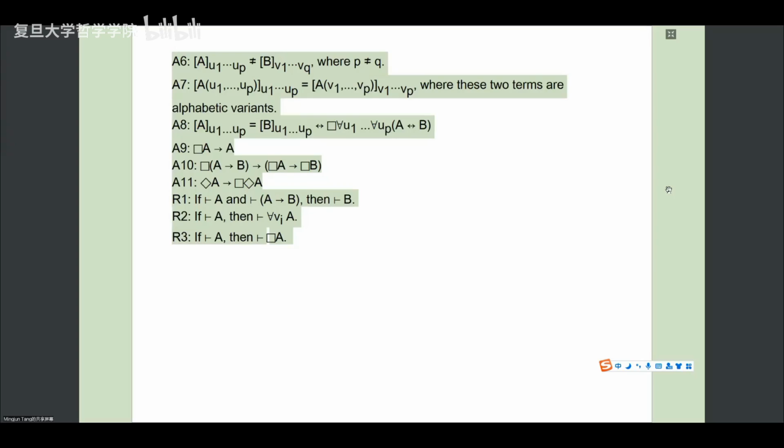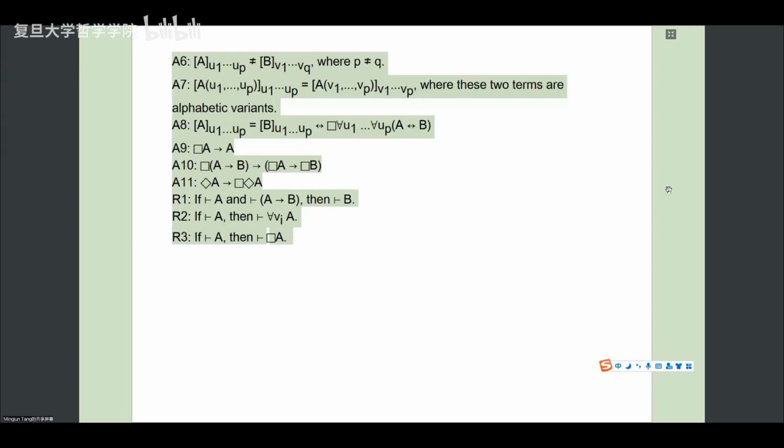So then A7, A of subscripted variables U1 up to UP is equal to A of subscripted variables V1 up to VP, where these two terms are alphabetic variants. This is also clear.